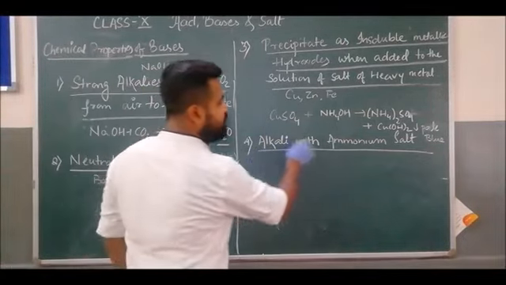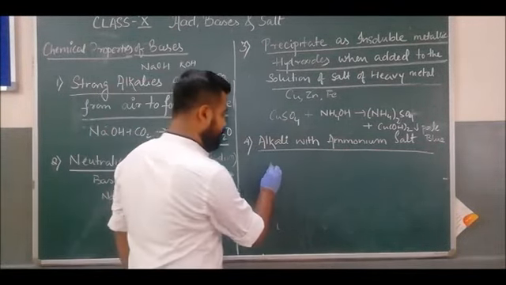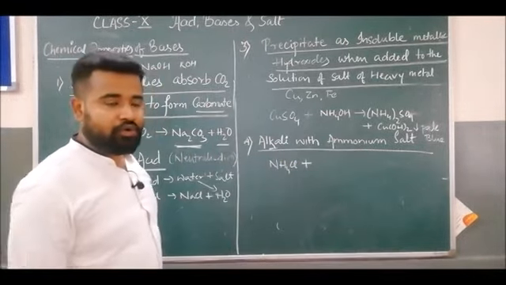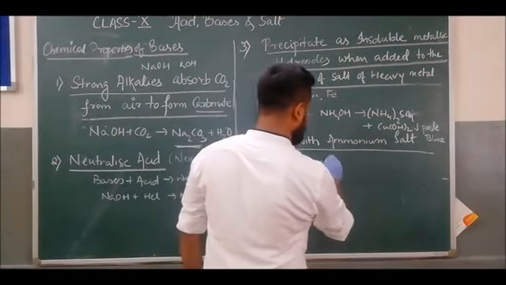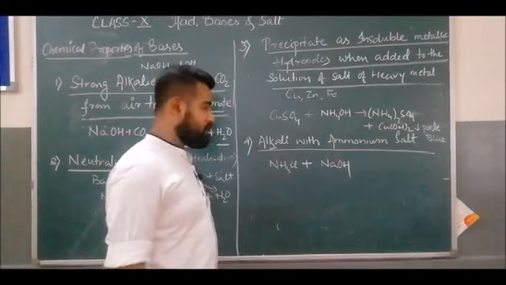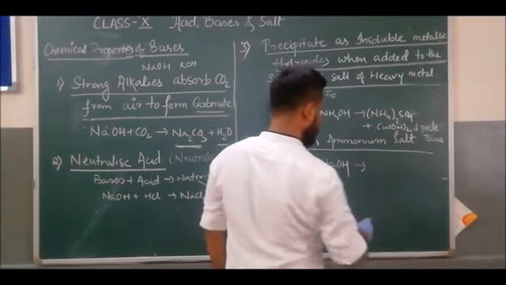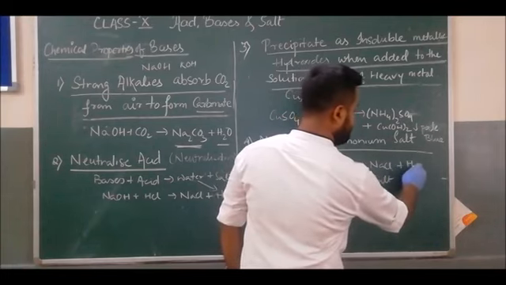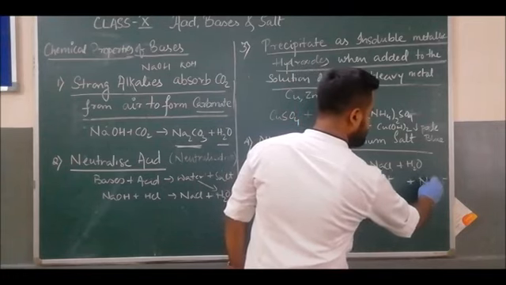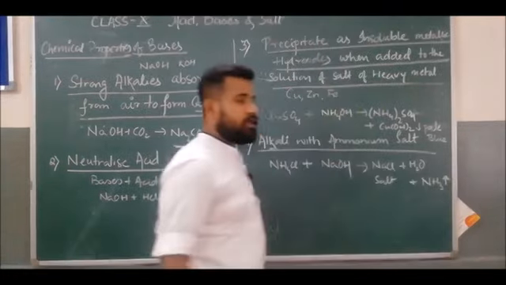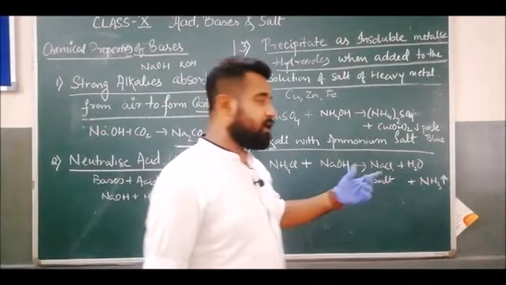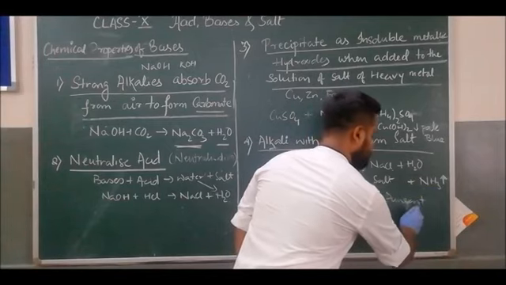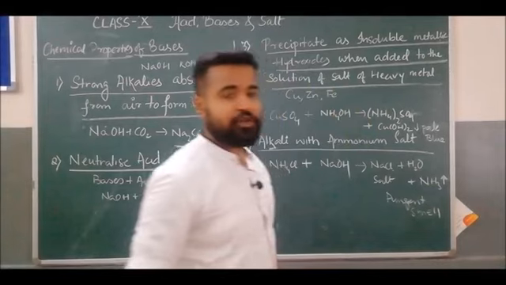Now fourth, alkali with ammonium salt. Ammonium salt, for example, ammonium chloride. And alkali means what? Sodium or potassium hydroxide. When they are treated with sodium or potassium hydroxide, first of all they will give NaCl, that is the salt. Secondly, they will give water, and the peculiarity of this reaction is that it evolves ammonia gas. What is the specialty of this reaction? It liberates ammonia gas, which has a pungent smell.